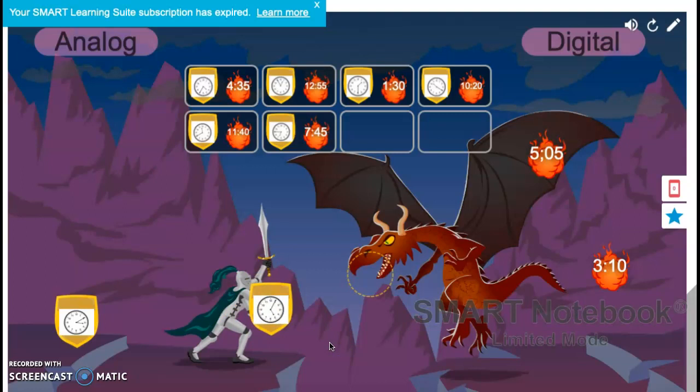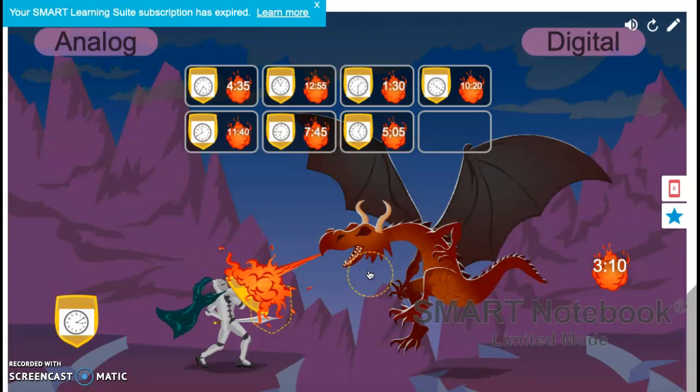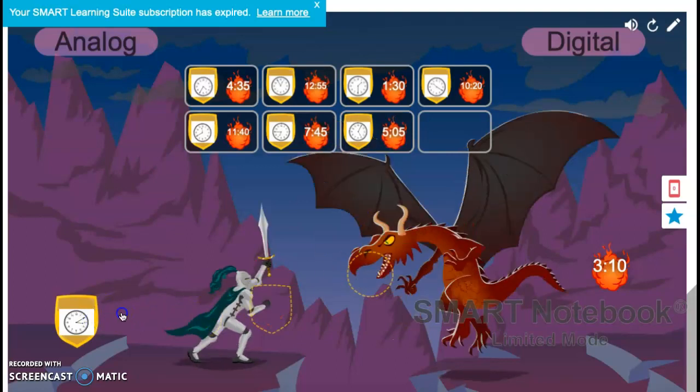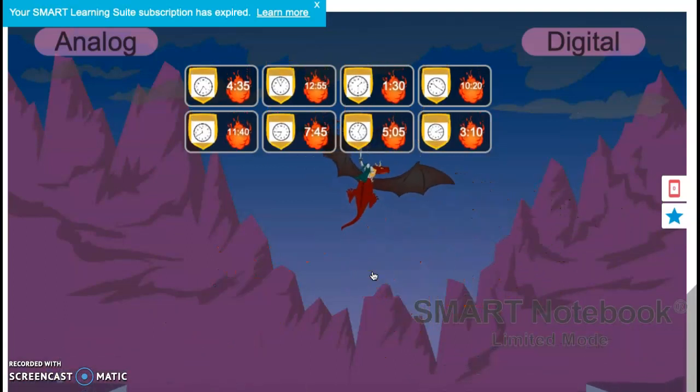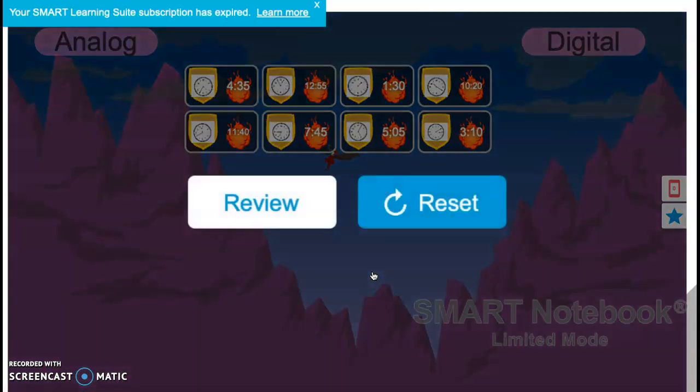Okay, the hour hand is exactly on the 5. And the minute hand is on the 1. 1 times 5 is 5. So I know it's going to be 5:05. And last but not least, we just want to make sure, but the hour hand is a little bit under the 3. The minute hand is on the 2. 2 times 5 is 10. So I know it is 3:10. Voila. And off they go.